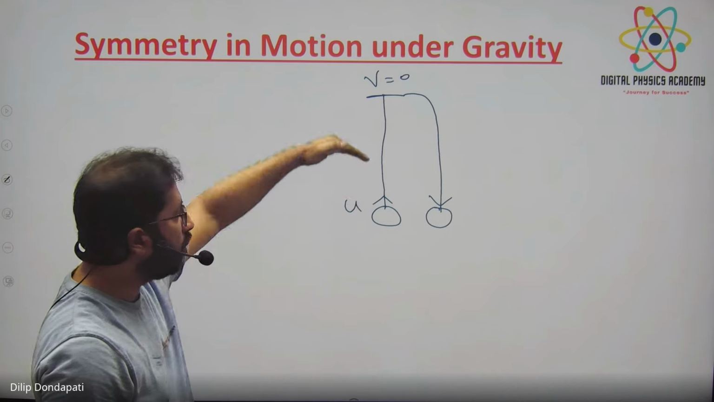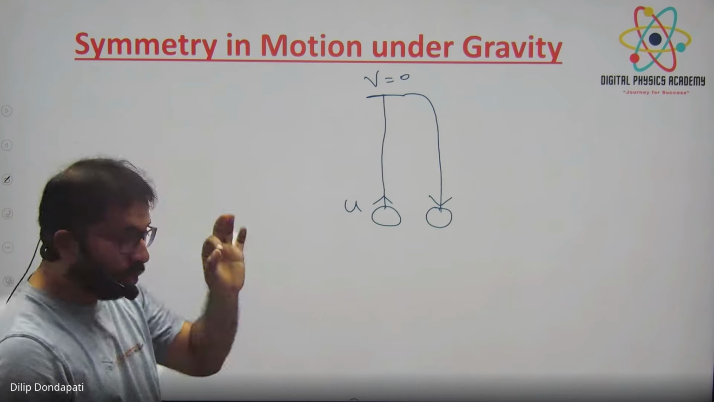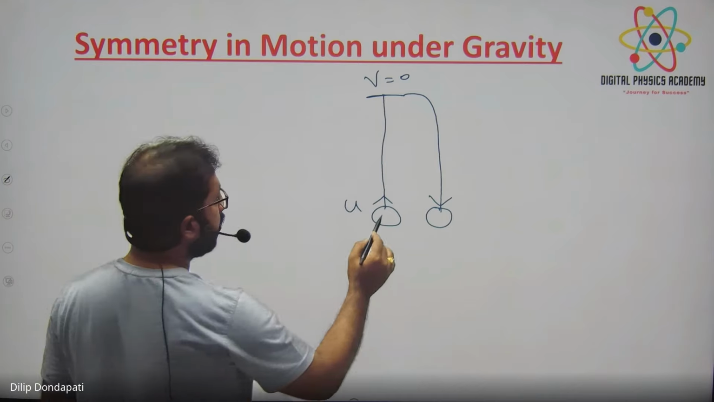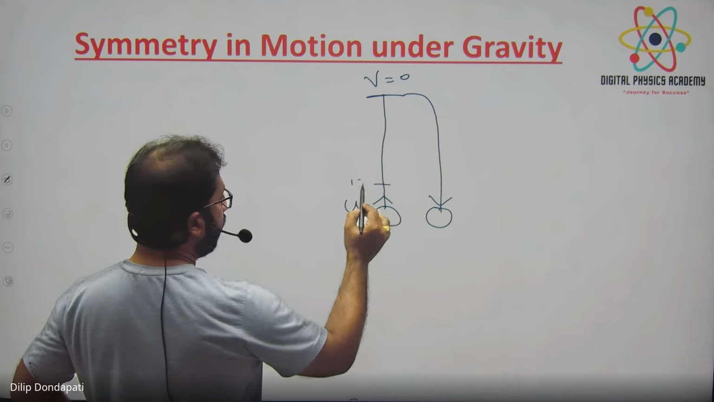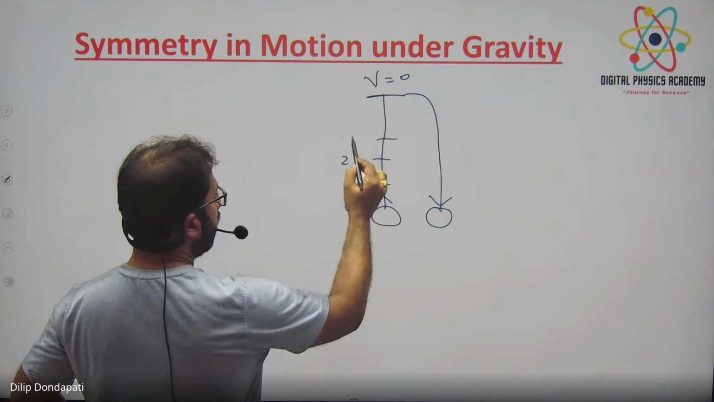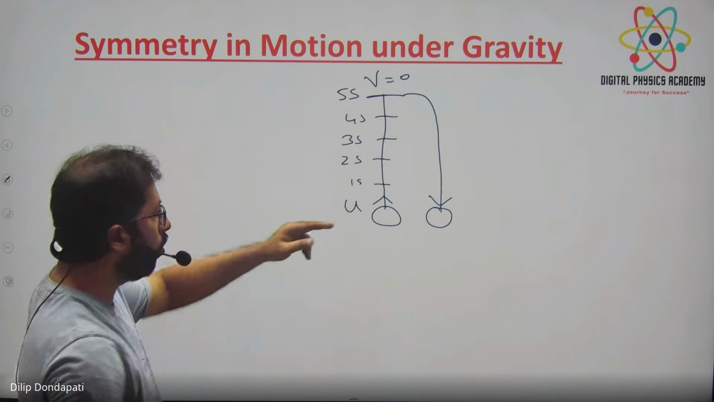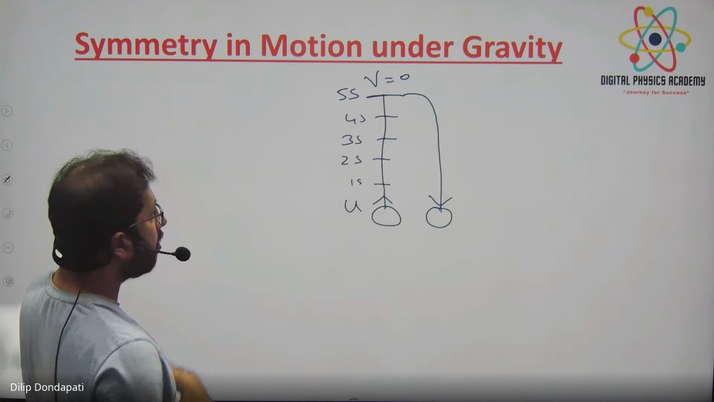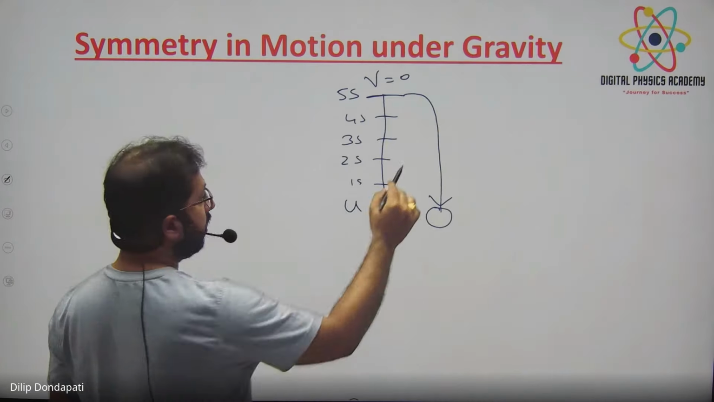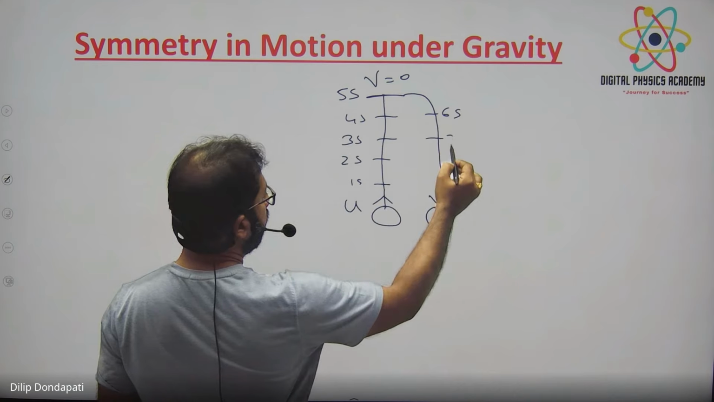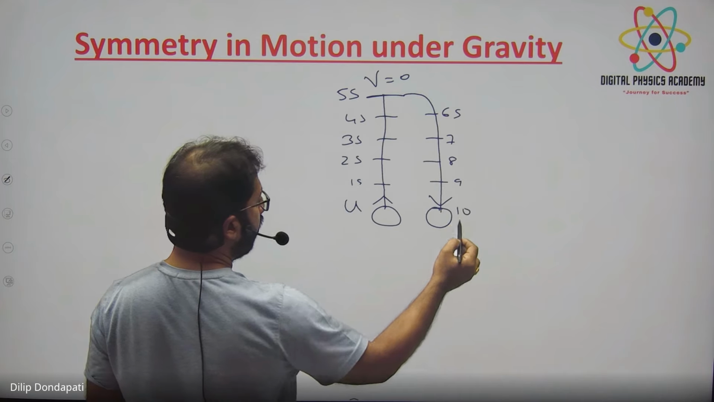And what is the other? Time of ascent is u by g. Time of descent is also u by g, right? The other symmetry is there. Suppose, for example, it took 5 seconds: 1 second, 2 second, 3 second, 4 second, 5 second to go to the top. And while coming down, again it will take 5 seconds only. That means 6 second, 7, 8, 9, 10.